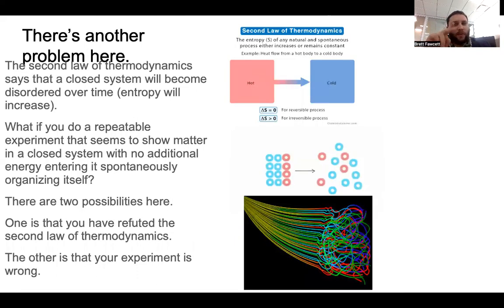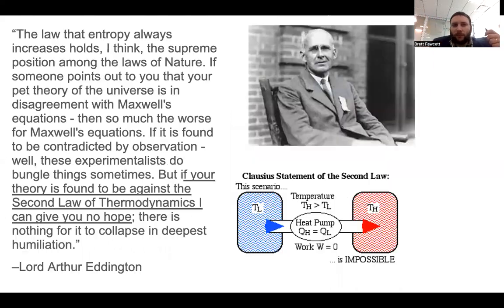There's another problem here. It's closely related. All right, that's like the second law of thermodynamics. It says that a closed system will become disordered over time. Entropy will increase, basically. Now, what if you do a repeatable experiment that seems to show matter in a closed system, with no additional energy entering it, spontaneously organizing itself? Well, there are two possibilities here, at least. One is that you have refuted the second law of thermodynamics. The other is that your experiment is wrong. You're missing something, or you did something wrong.